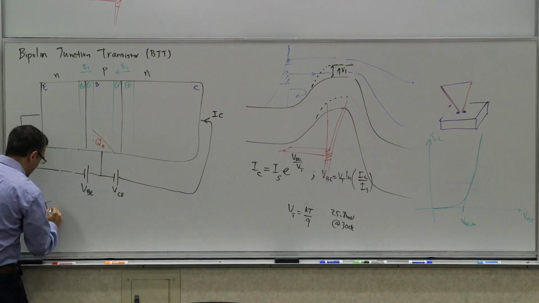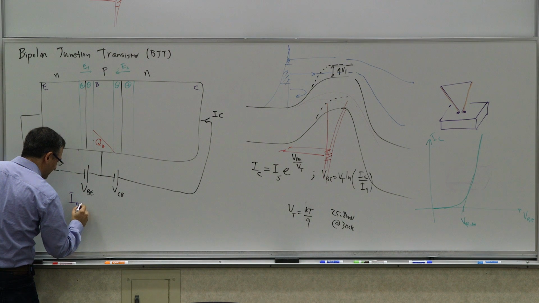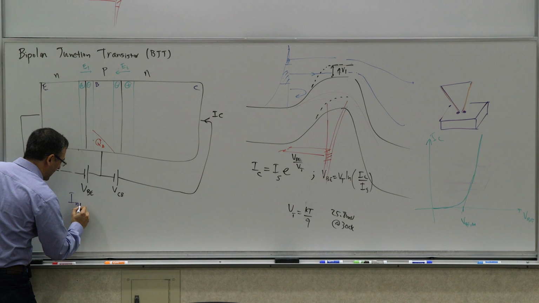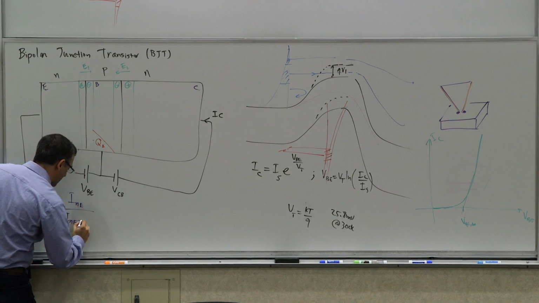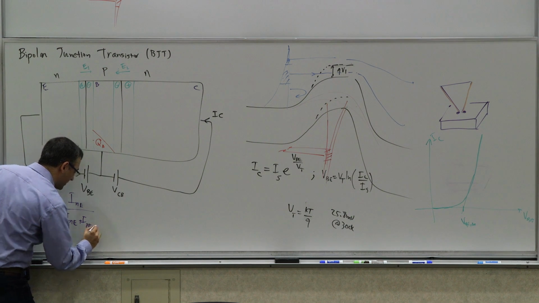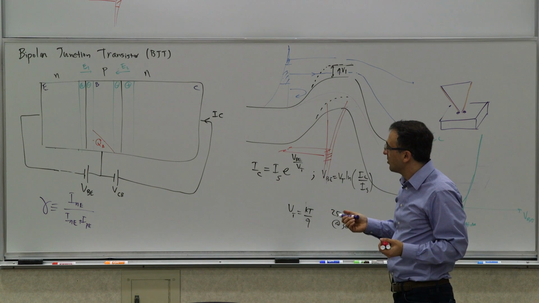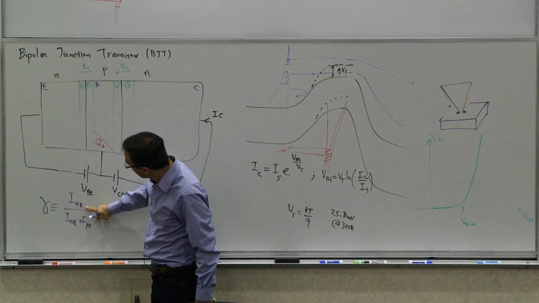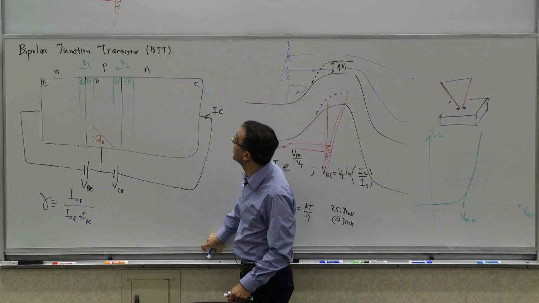Essentially, it's shown with gamma. It's defined as I_N in the emitter over I_N in the emitter plus I_P in the emitter. That's the part of the emitter current that's carried by electrons divided by the total, which is the sum of the part carried by electrons and the part carried by holes.